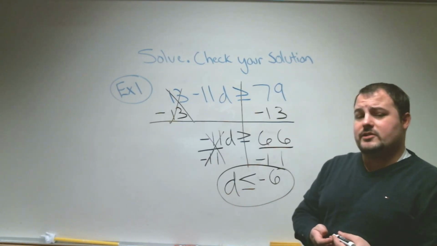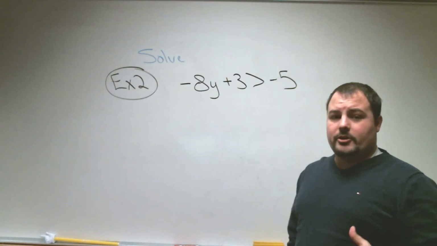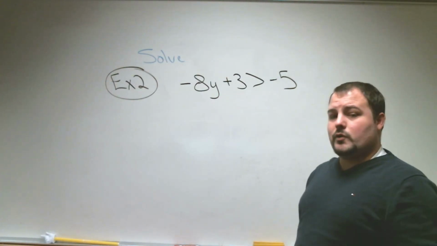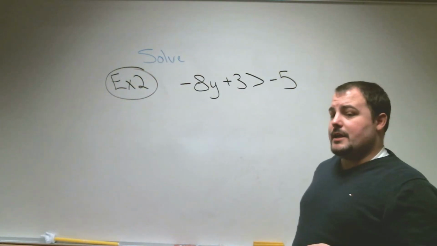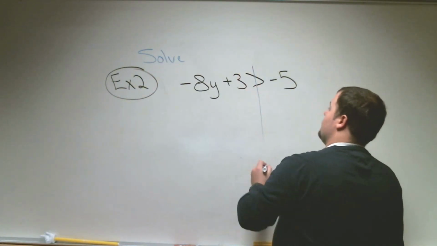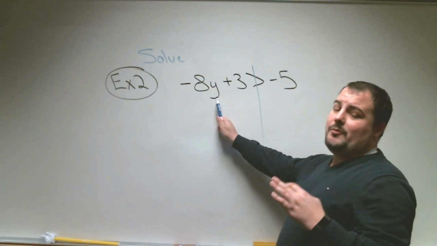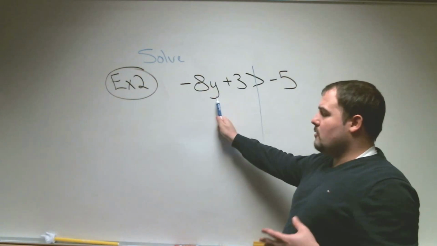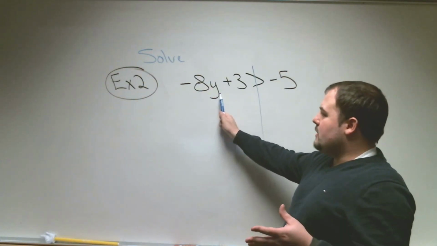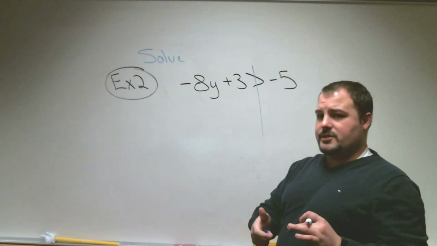Let's go ahead and do another example just like this. For example 2, we're going to be solving this inequality. We have negative 8y plus 3 is greater than negative 5. Now this one just asks us to solve it, so we draw a line through our inequality sign, and we're going to put our pencil on the variable y. We need to get rid of the negative 8, which is multiplying by y, and we need to get rid of the plus 3.